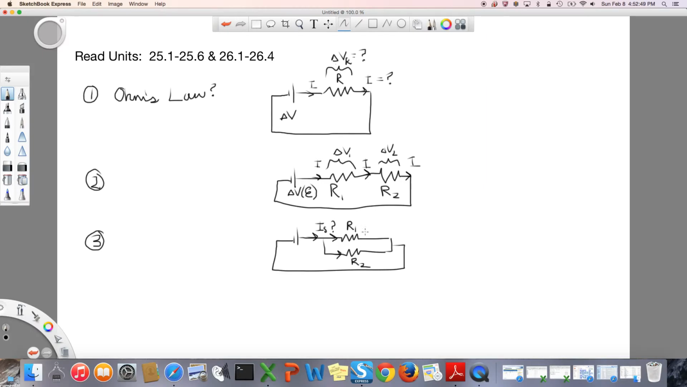And how do the voltages across each of these, delta V1 and delta V2, how do those relate to each other and to the potential difference from the battery, delta V, or the EMF, script E?